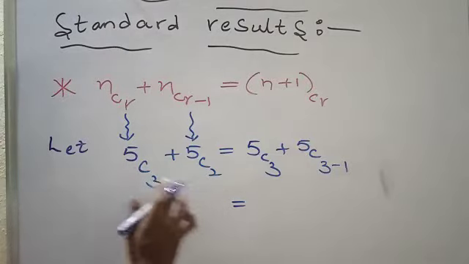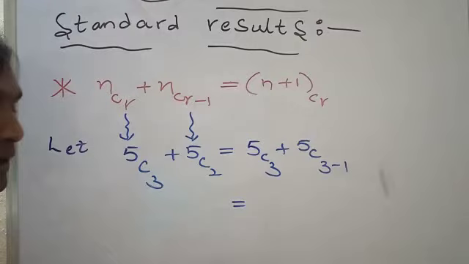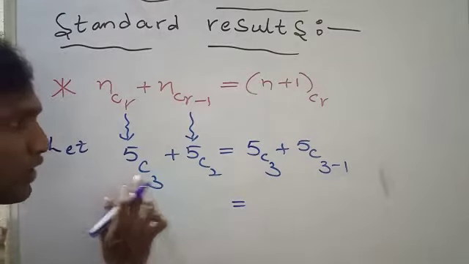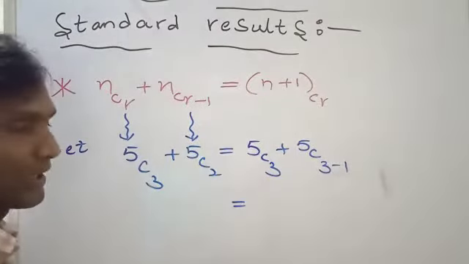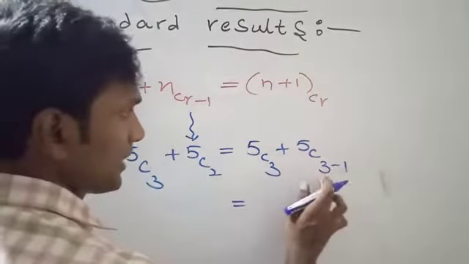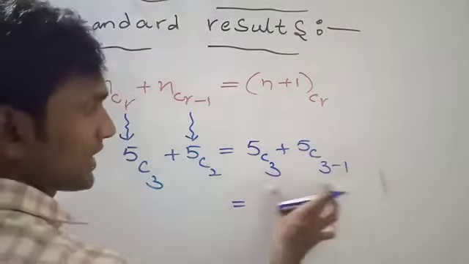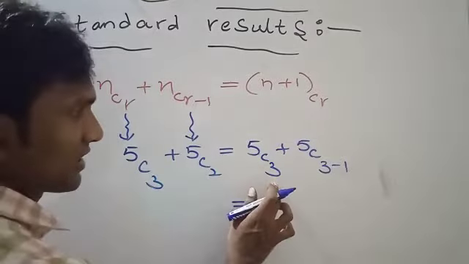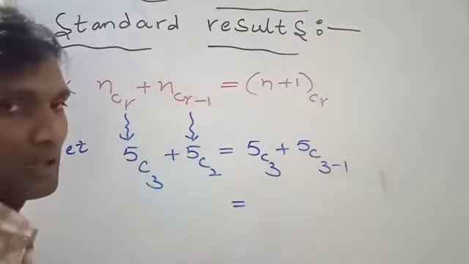To get the summation of the given two binomial coefficients, write the first binomial coefficient 5C3 as the same and write the second binomial coefficient 5C2 as 5C(3-1). Now this expression is in the form of nCr plus nC(r-1).